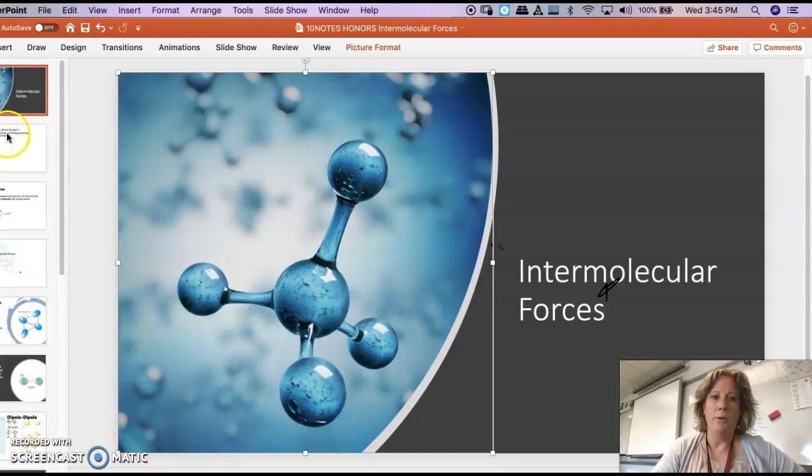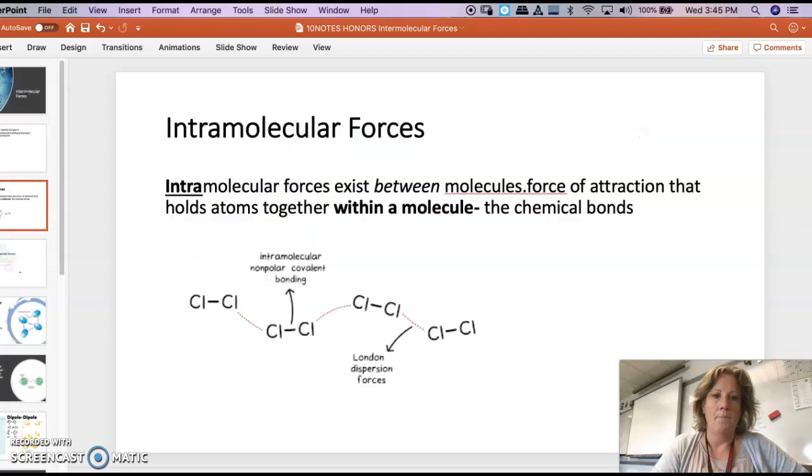Hi, this is a video about intermolecular forces. So first thing, before we talk about intermolecular forces, we're going to talk about intramolecular. Intramolecular forces are the actual chemical bonds, like the covalent bonds that we've been drawing, for example, in this picture between chlorine and chlorine.